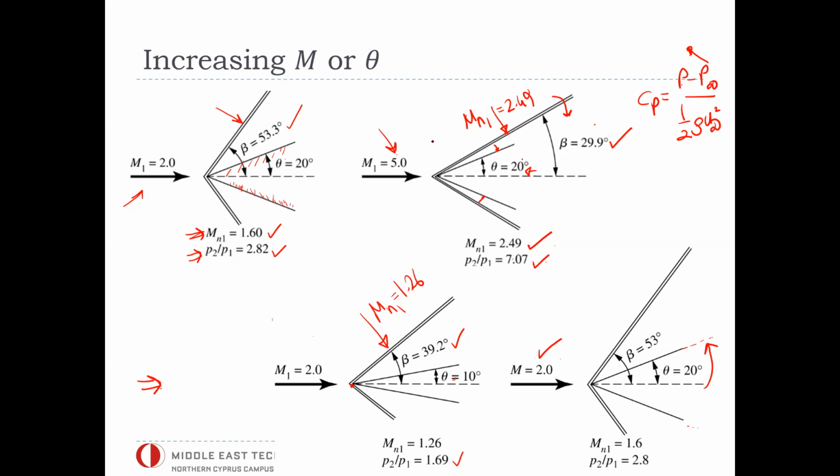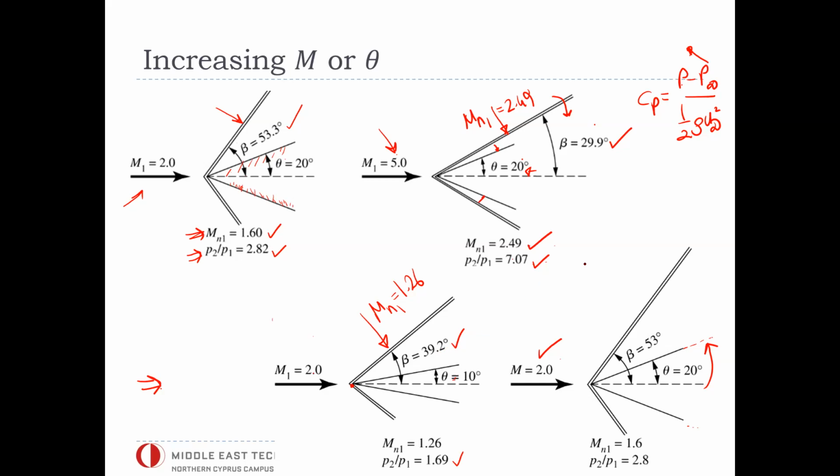and the static pressure rises to 2.8. So you see a 2 times increase in theta. Keeping everything constant, meaning flight Mach number M1 constant, a 2 times increase in the theta angle, or the geometrical angle, resulted in a rise in static pressure from almost 1.7 to 2.8, which is less than 2 times.